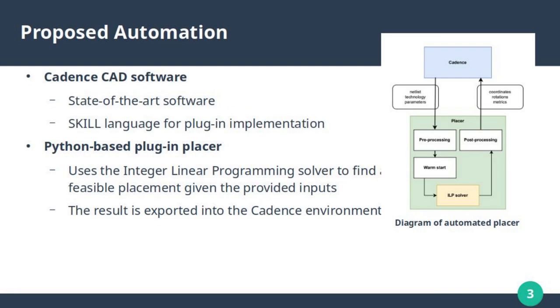We utilize state-of-the-art Cadence design software, which uses the SKILL language to implement potential plugins. We developed a Python-based plugin placer, which uses an integer linear programming solver to find a feasible placement, which is then exported back to the Cadence environment, as is shown in the diagram.